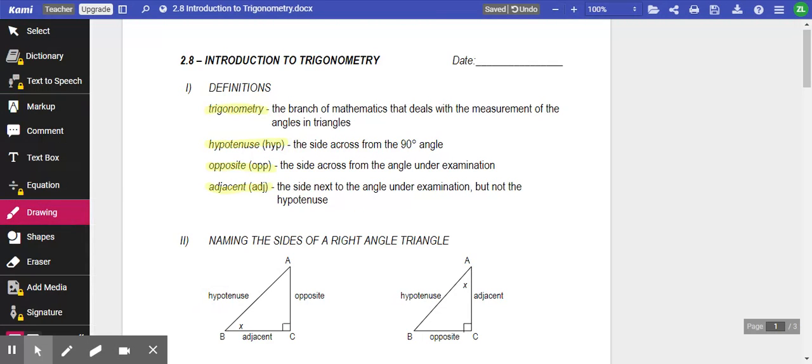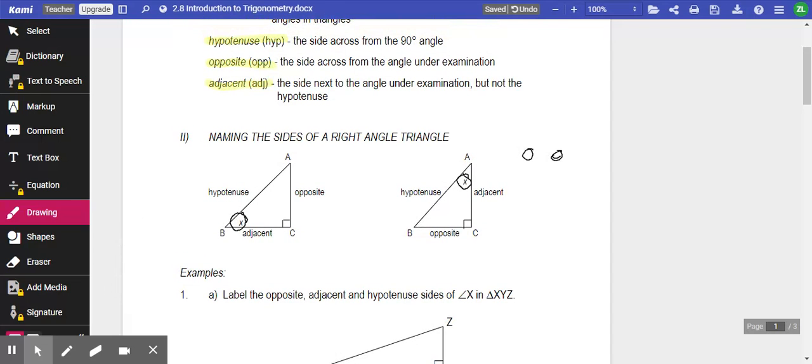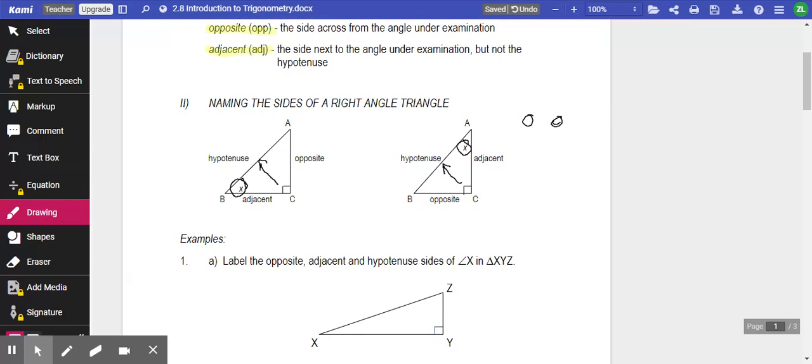So if we continue to look at some examples below, it says naming the sides of a right angle triangle. Anytime you see an X by an angle, or an O, or even a theta sign, you might realize that that is the angle under investigation. If we look at our definitions again, the hypotenuse is the side across from the right angle, and that stays the same always. Now, the adjacent and opposite sides can change based on where the angle is.